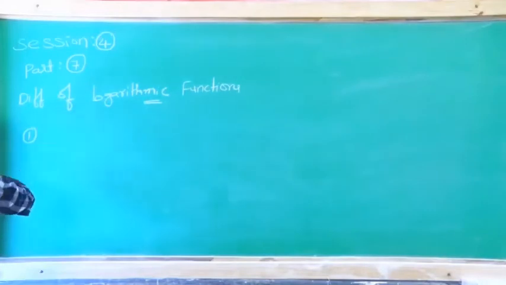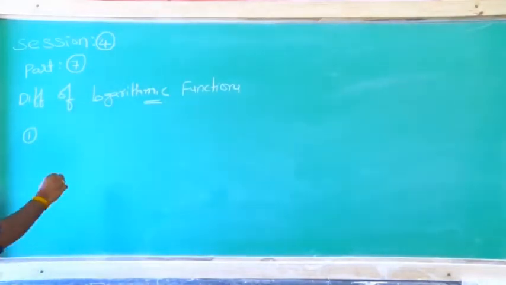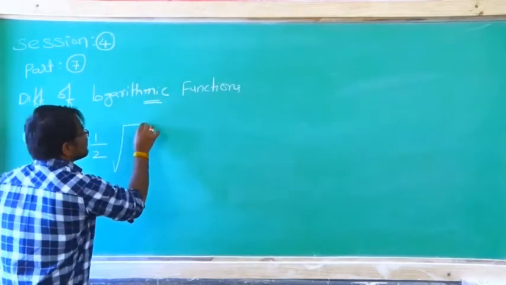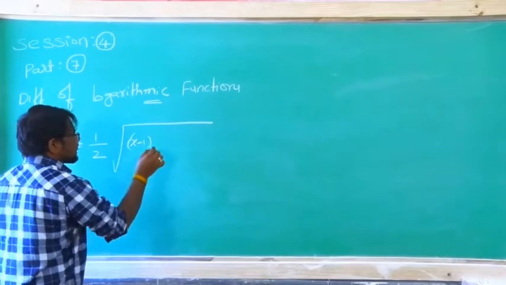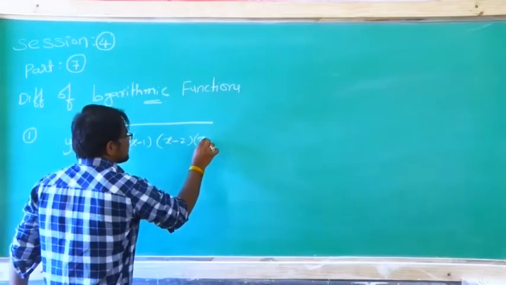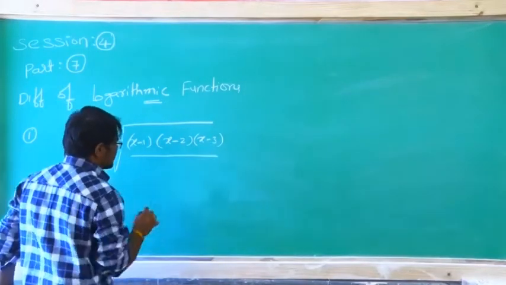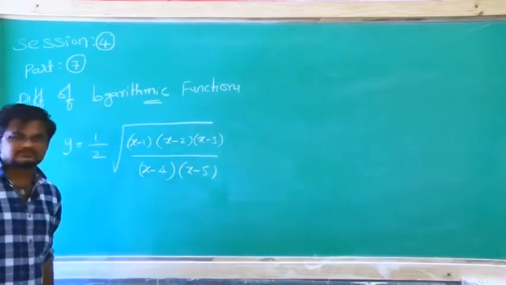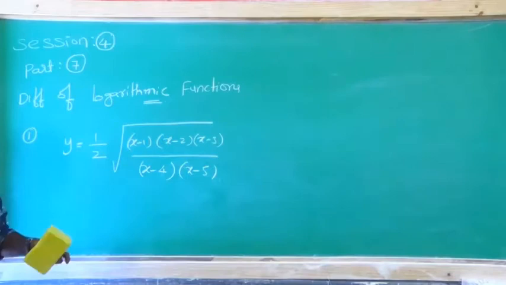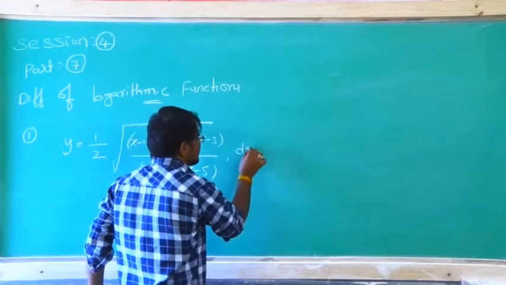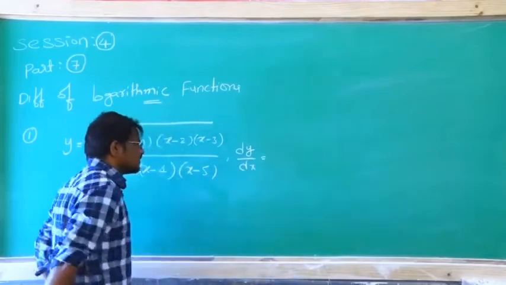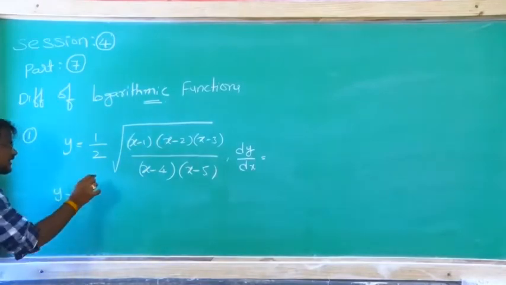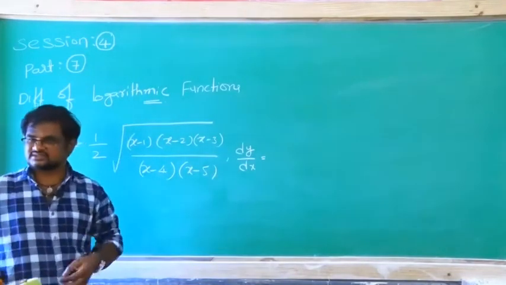So in last class I gave one problem. What is that? y equal to 1 by 2 root of x minus 1, x minus 2, x minus 3 divided by x minus 4 into x minus 5, right? Now how to do the differentiation? Here they are asking to find dy by dx. For that, first we have to simplify this. So directly we can't do the differentiation. If you do, it takes a lengthy process.